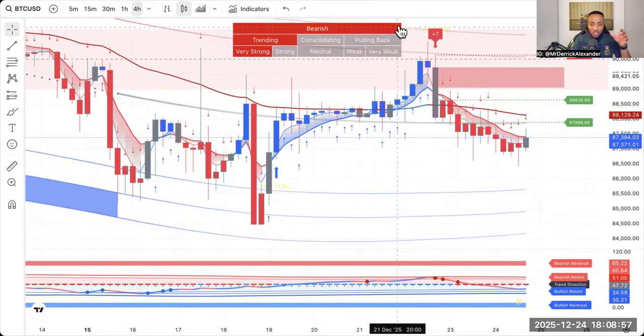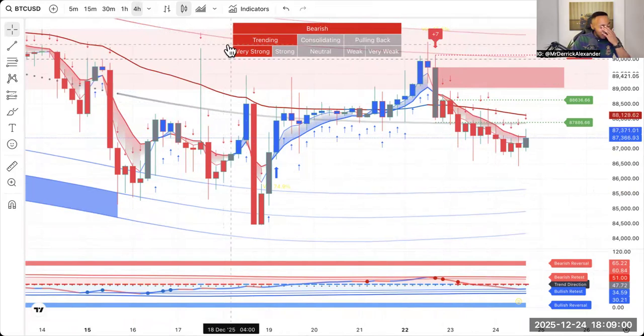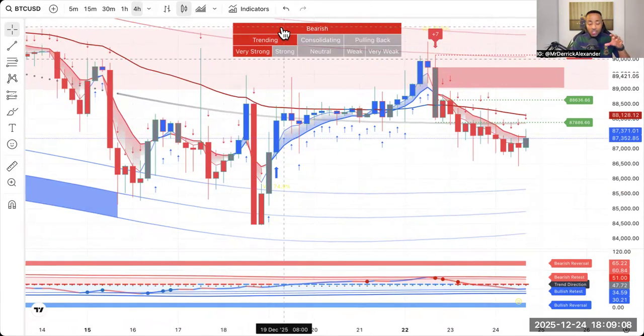You make sure you look at this trend screener and you find out if it's trending, bearish, very strong, or bullish, etc. If it says bearish or bullish, it must say trending. Now, it's ideal to say very strong. If it says strong, it's still a good trade. But if it's very strong, it's showing you that it's an absolutely incredible opportunity.